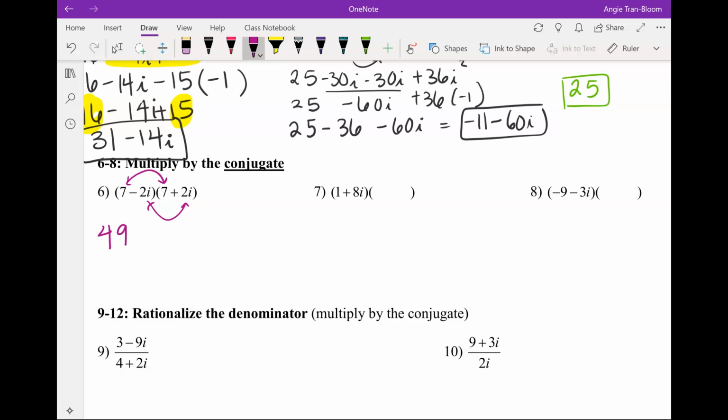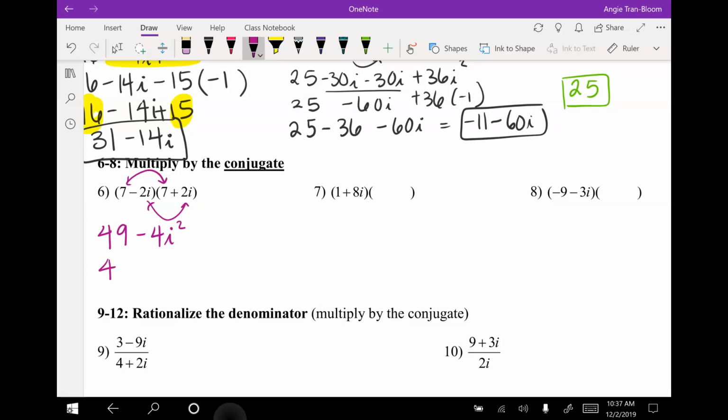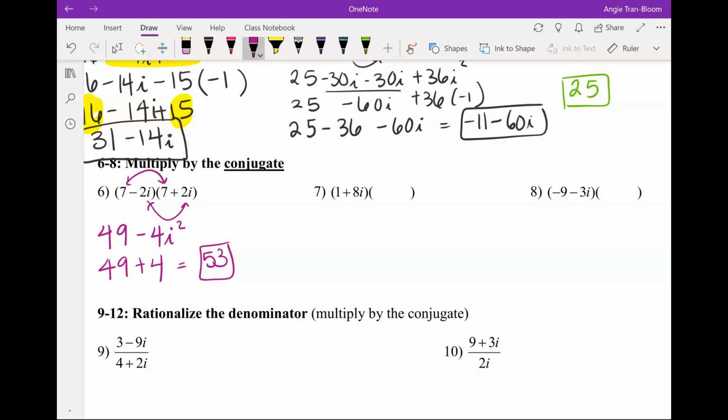Negative 2i times a positive 2i is negative 4i squared. Well, what's i squared? That's right. So this becomes a positive 4. So you get an answer of 53. Don't we love conjugates? We love conjugates.